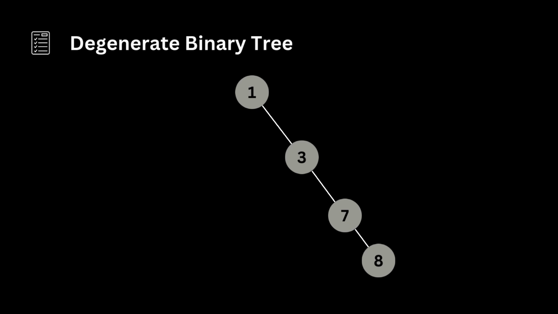Balanced binary tree. It is a type of binary tree in which the height of the two child subtrees of every node differs by no more than 1. This ensures that the tree remains approximately balanced, optimizing operations like insertion, deletion, and search. Types of balanced binary trees are AVL tree, red-black tree, and B tree.